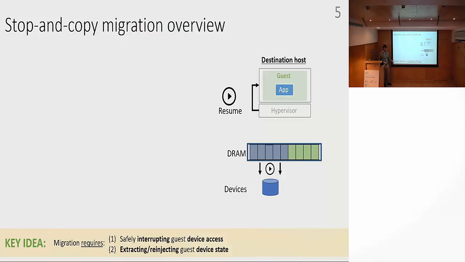So the key idea here is that there's two important mechanisms that go on in migration. First, we have to be able to safely interrupt interaction with devices in the midst of the guest executing. Second, we have to be able to extract on the source host and re-inject on the destination host the device state before it can resume execution.